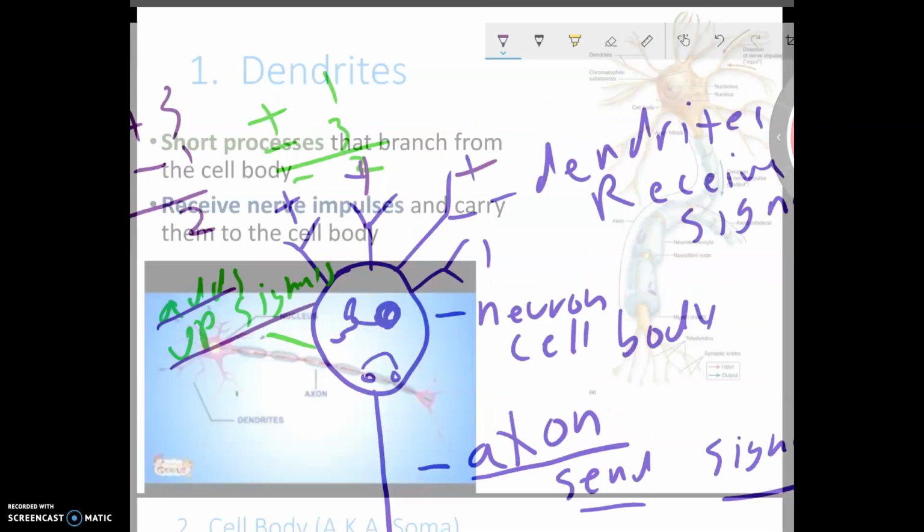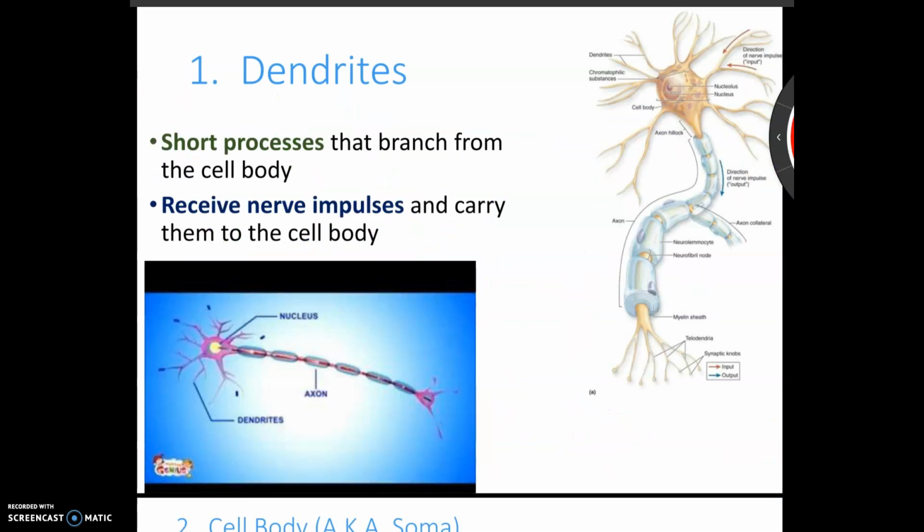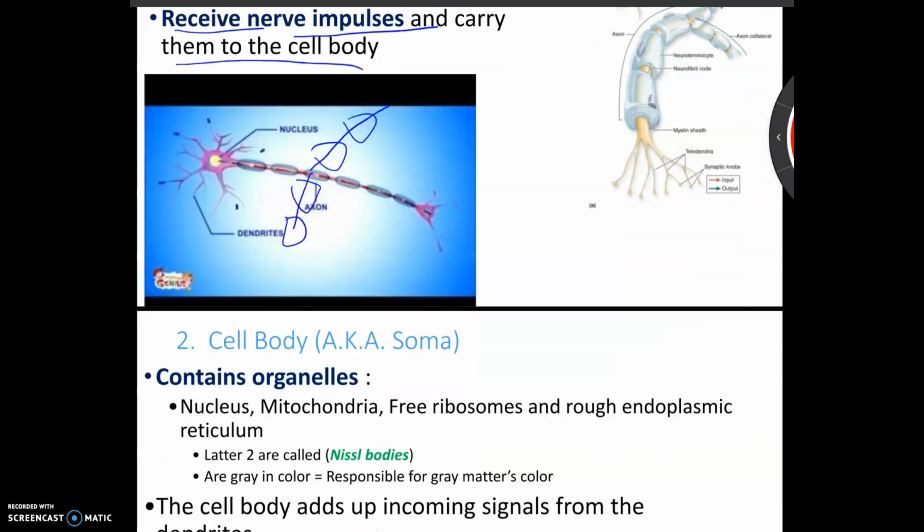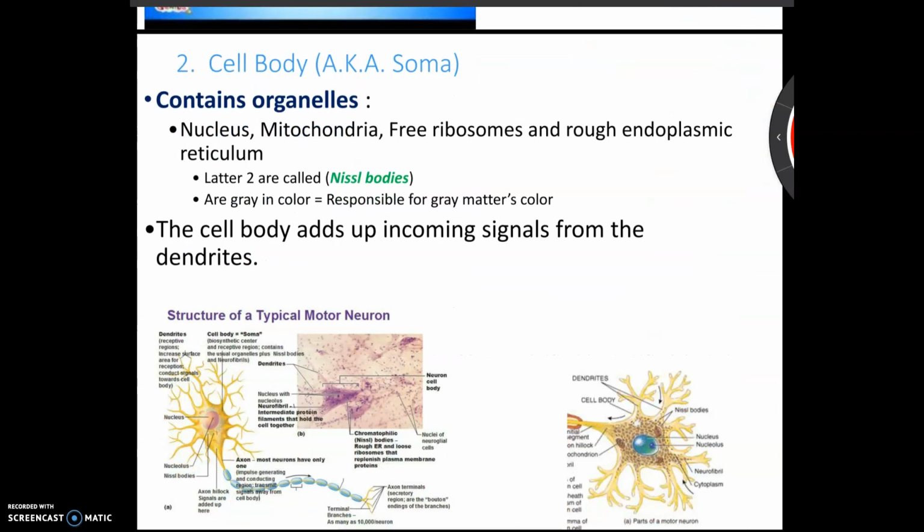So, dendrites are these short processes right here, and they're very branched. Axons can branch. You might have something called a collateral here. You might have something called a telodendria at the end, but generally they're unbranched. They receive impulses and carry them to the cell body. The cell body is called the soma.